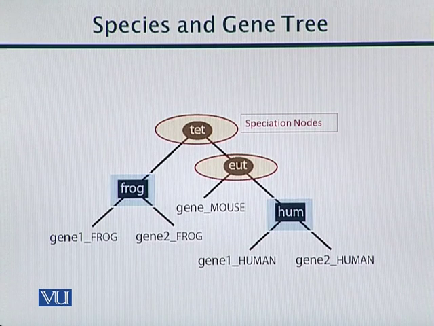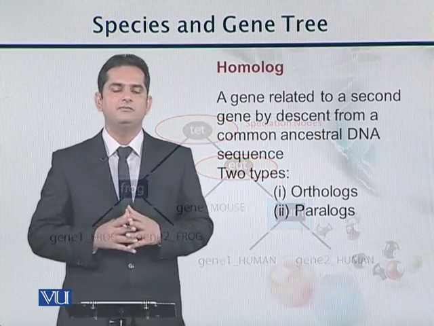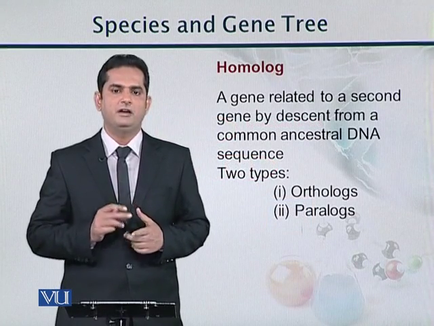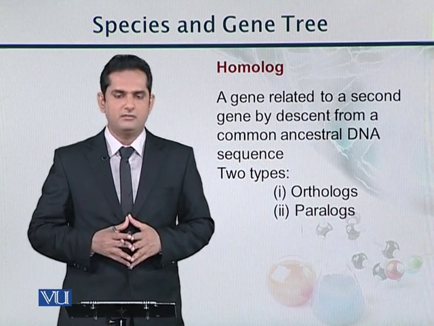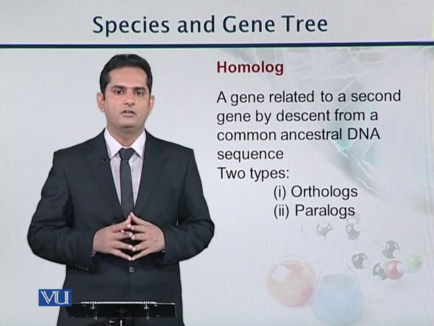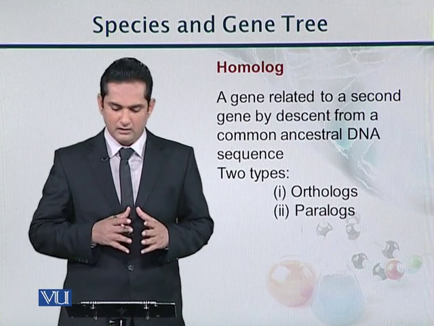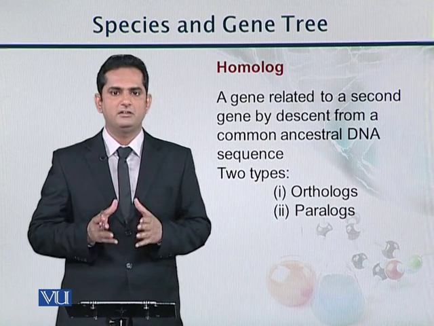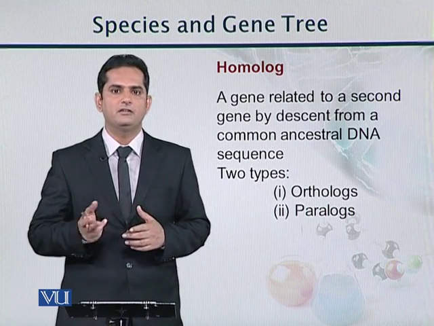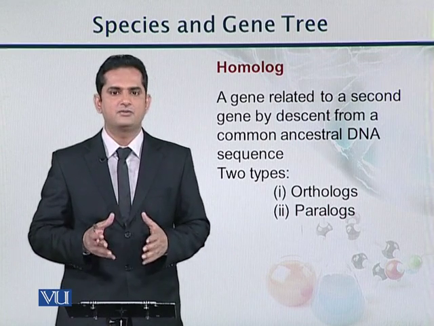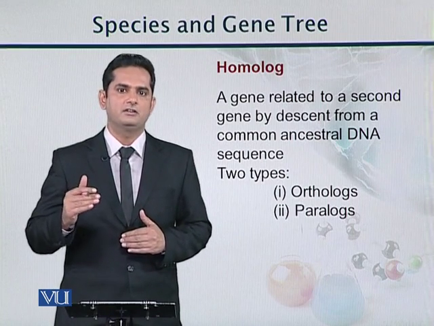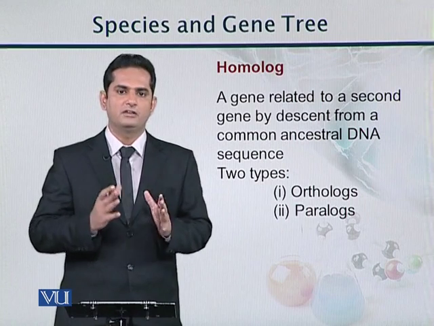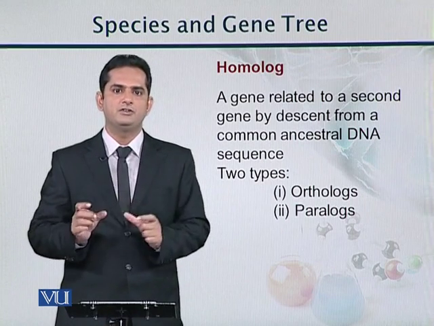And here I have shown these species, which are frog and human. So what are homologs now? Now we have seen what gene trees and species trees are, and we will see the application of gene trees. So basically there is one concept called homologs. Homologs are gene sequences where one gene is related to another gene and they are from a common ancestral DNA sequence. So their common ancestral DNA sequence is common, and there are two parts, gene 1 and gene 2.